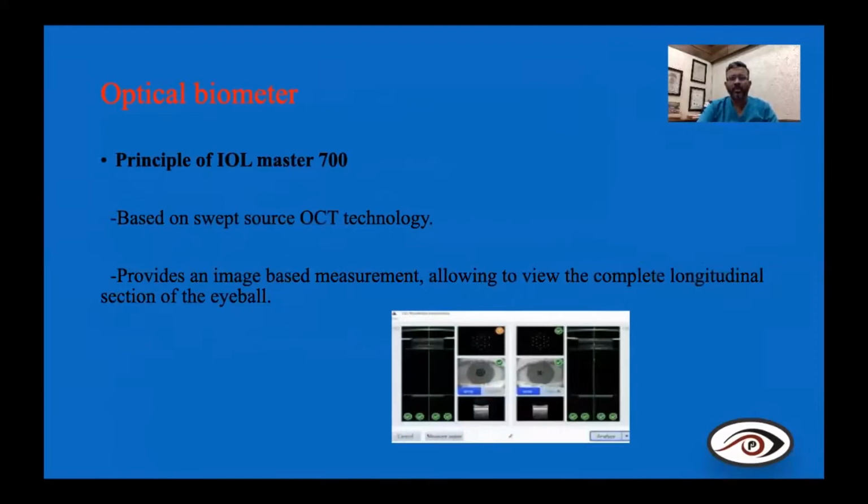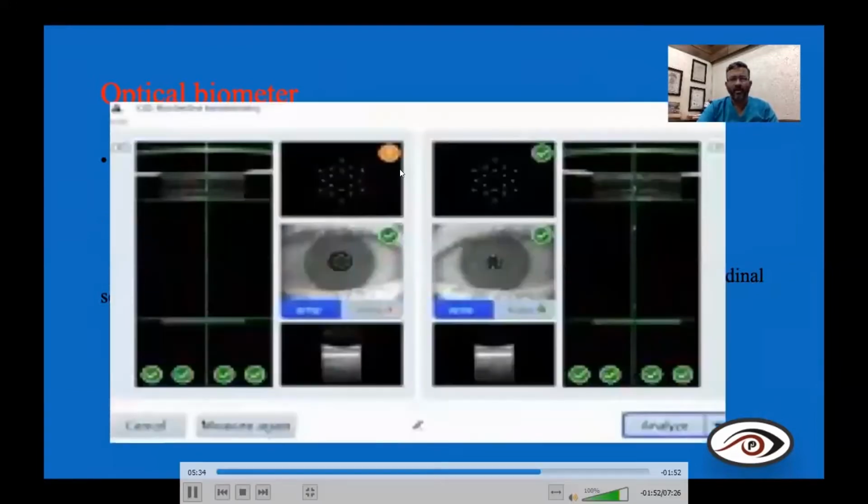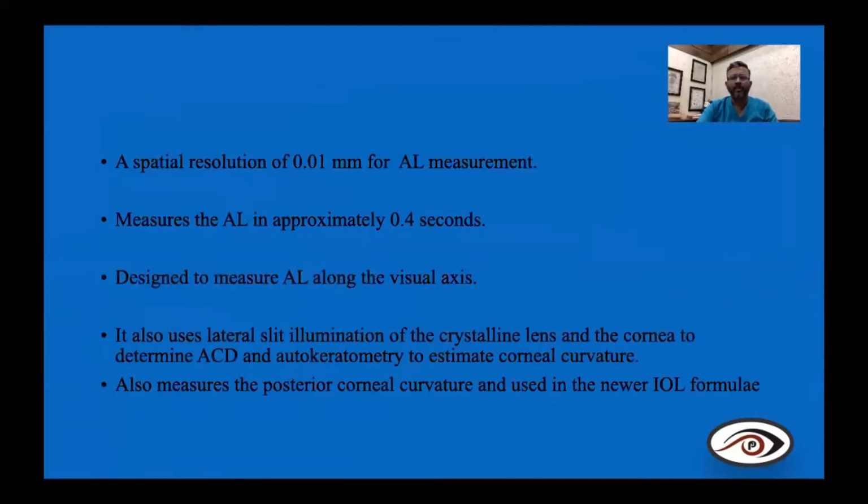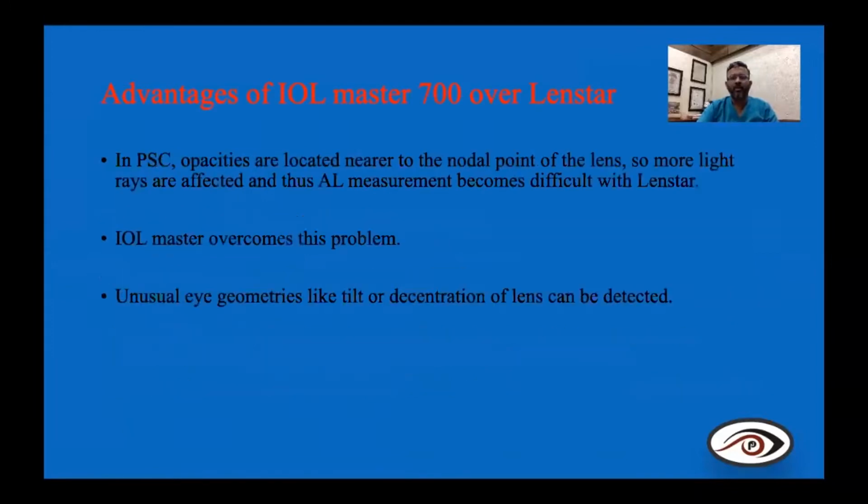IOL Master 700 is based on swept source OCT technology. You also get an image of the eyeball, and hence you can double check that. The resolution in IOL Master 700 is 0.01, and it takes a very short duration, around half a second, to measure one eye. It also has a lateral slit illumination to get the AC depth, as well as the posterior corneal curvature, which is required in the newer IOL formulae.